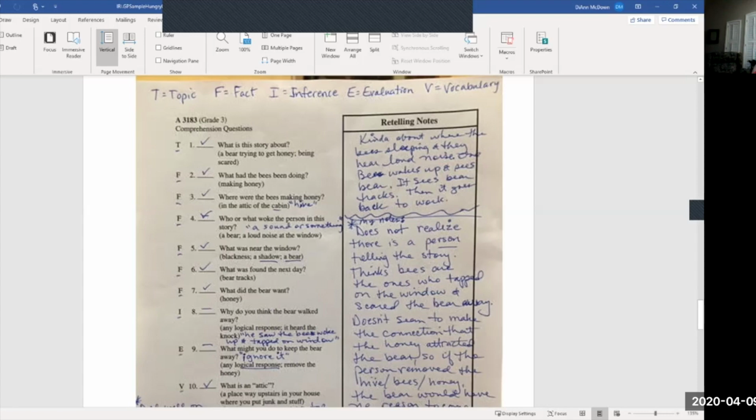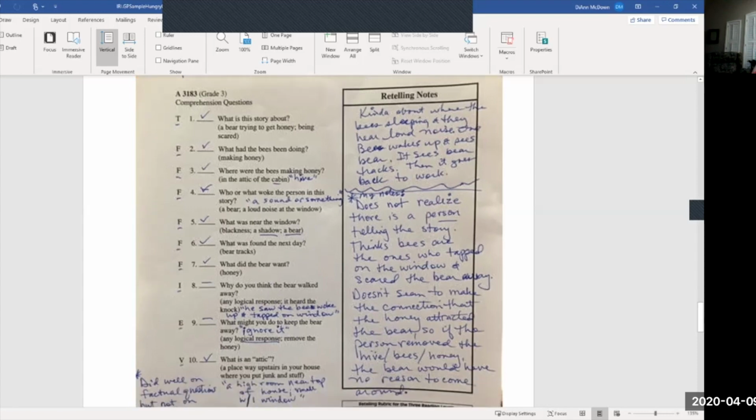And then when it says, what might you do to keep the bear away, she said, ignore it. As a teacher, you have some power here, because you have to consider what's a reasonable response. Their suggested one was to remove the honey, get the hive out of there. If the hive wasn't there and the honey wasn't there, the bear wouldn't be attracted to the house. She doesn't get that concept of the story, and so I didn't give credit for that.